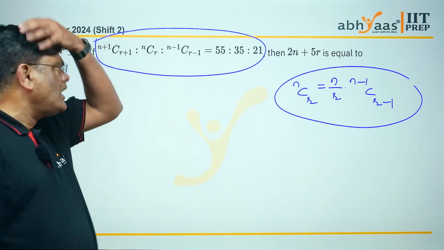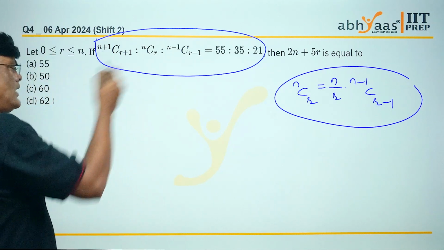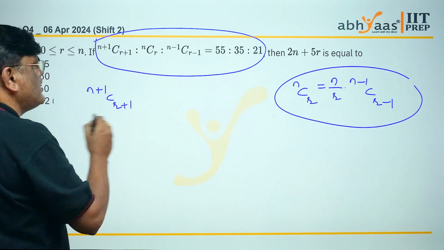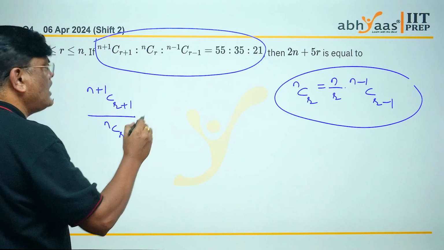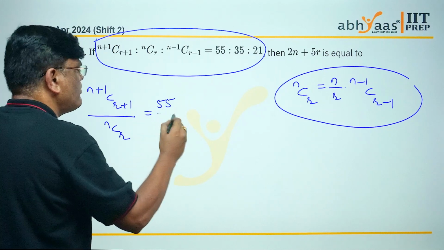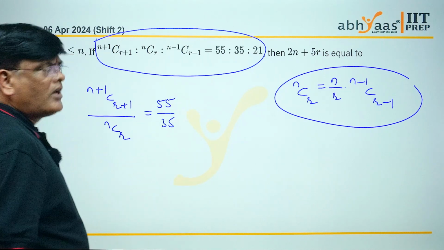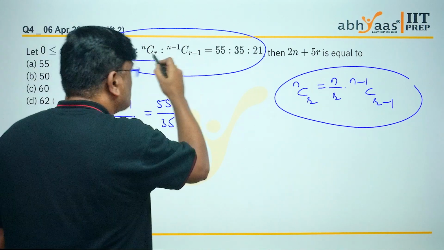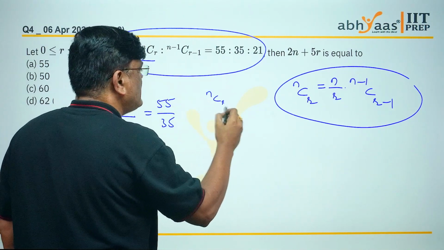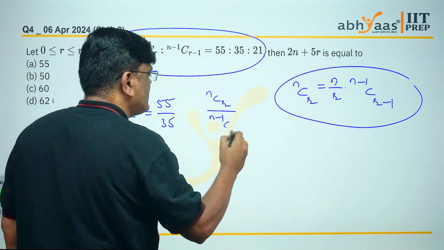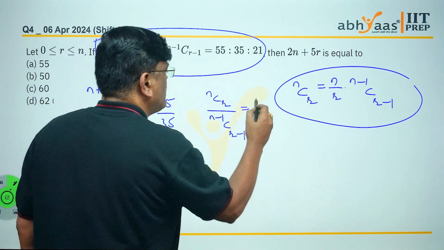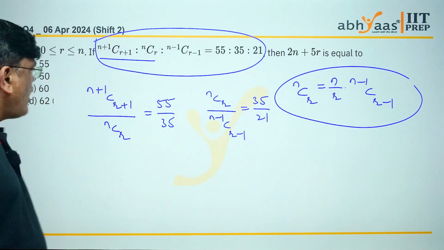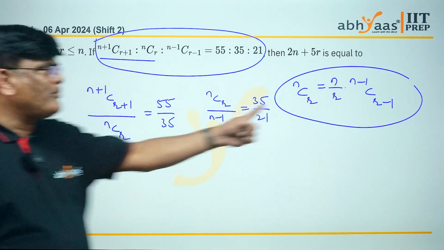Now, from this condition, I can write n plus 1 C r plus 1 by nCr equals 55 by 35. This is what I'm taking here, these first two terms. Next, with the last two terms, I can write nCr by n minus 1 C r minus 1 equals 35 by 21. Okay, students? Now, observe here, this result will be used.